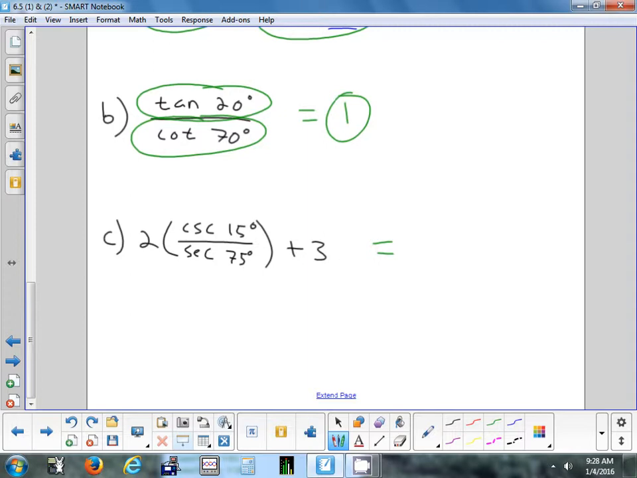Anyone think they can tell me what you get here and then tell me why that's what you get? Yep, you do get 5. Can you just explain how come? They're cofunctions, and those are complementary. It's going to be 1. So what's in the parentheses is just a 1. As Jamie just said, times 2 is 2. 2 plus 3 is 5.